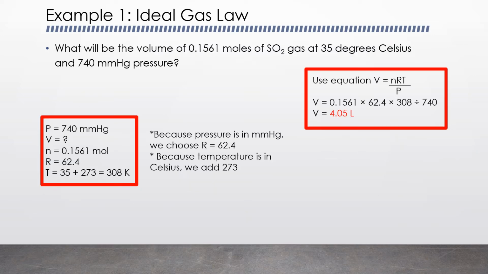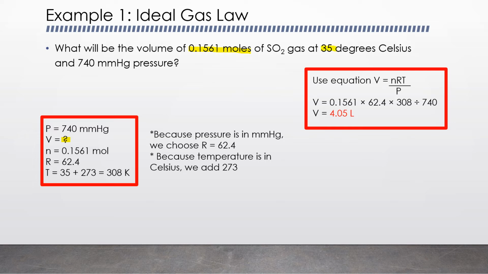Okay, here is our first example for the ideal gas law. We're going to write out PV = nRT and fill in our variables as we read the problem. So what will be the volume, right? That means that we are looking for volume in this case. So that's our question mark. We have 0.1561 moles. So under n, we're going to label it as 0.1561 moles of SO2 gas at 35 degrees Celsius.